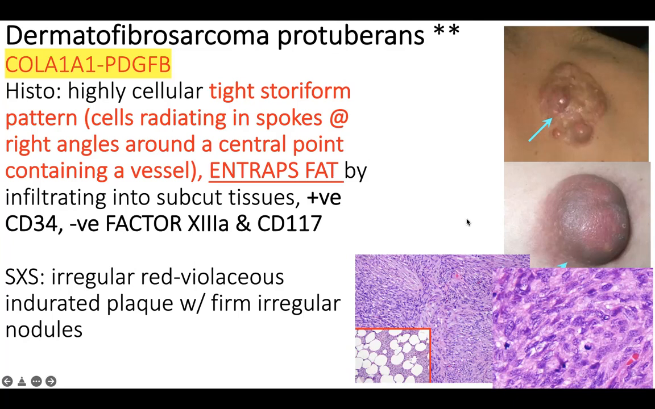The plaque is an irregular, red violaceous, indurated papule that has firm irregular nodules. So if you see these firm irregular nodules, know that that's a dermatofibrosarcoma protuberans, and it's associated with COL1A1 PDGFB. Okay.